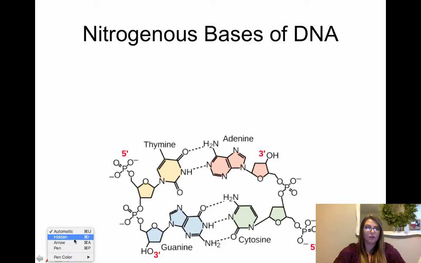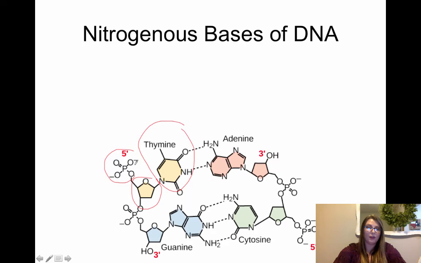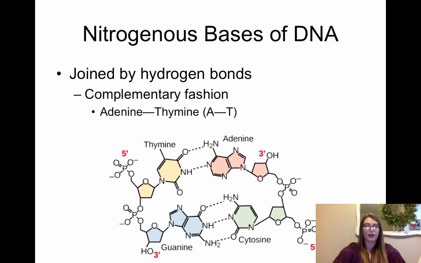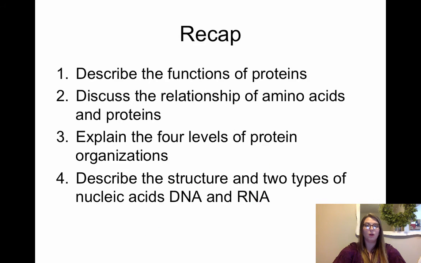Let's go ahead and circle one of these bases. So again, we have a nitrogenous base. Then we have that connected to our sugar, and then we have our phosphate group. And between our sugar and our phosphate group is that diester linkage. And over here we have our hydrogen bonds. So again, just remember that our nitrogenous bases are joined together by hydrogen bonds, and that this is done in a complementary fashion. Our adenine joined together with our thymine, and cytosine paired with guanine.